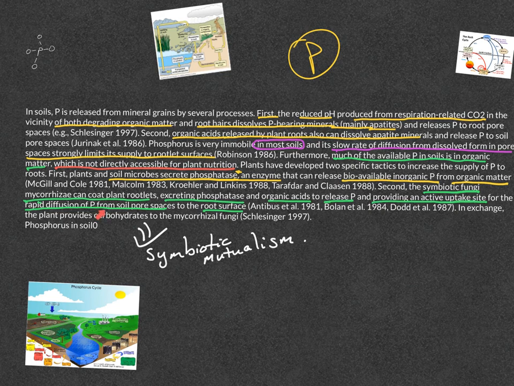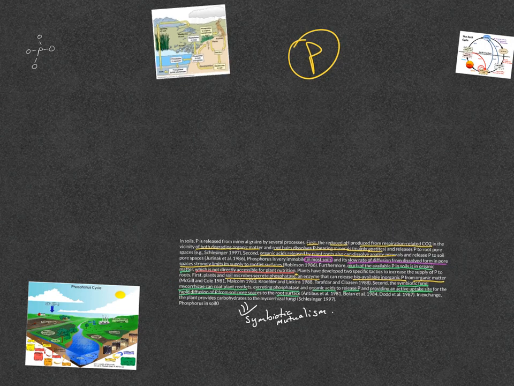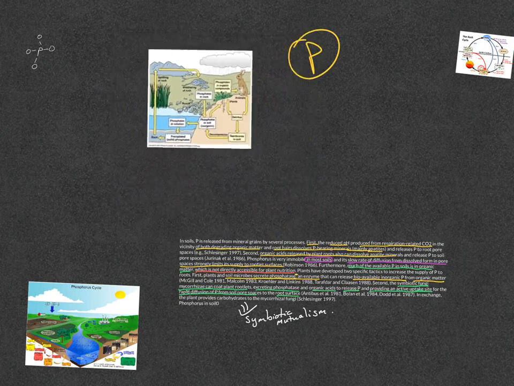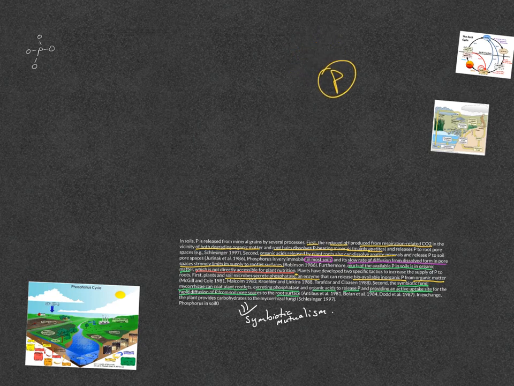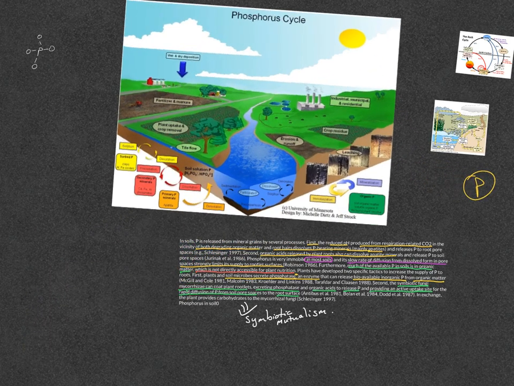So this relationship between this fungus, oh, and by the way, the fungus then gets sugar, right? So the plant produces sugar for the fungus, and the fungus produces the organic acids and the phosphatase for the plant. And together, they form this really close symbiotic relationship. Again, remember, it's called mutualism, right? Where they both get something out of it. So there's a lot of steps to this, and that's because this phosphorus in the rock is not very easy to release.